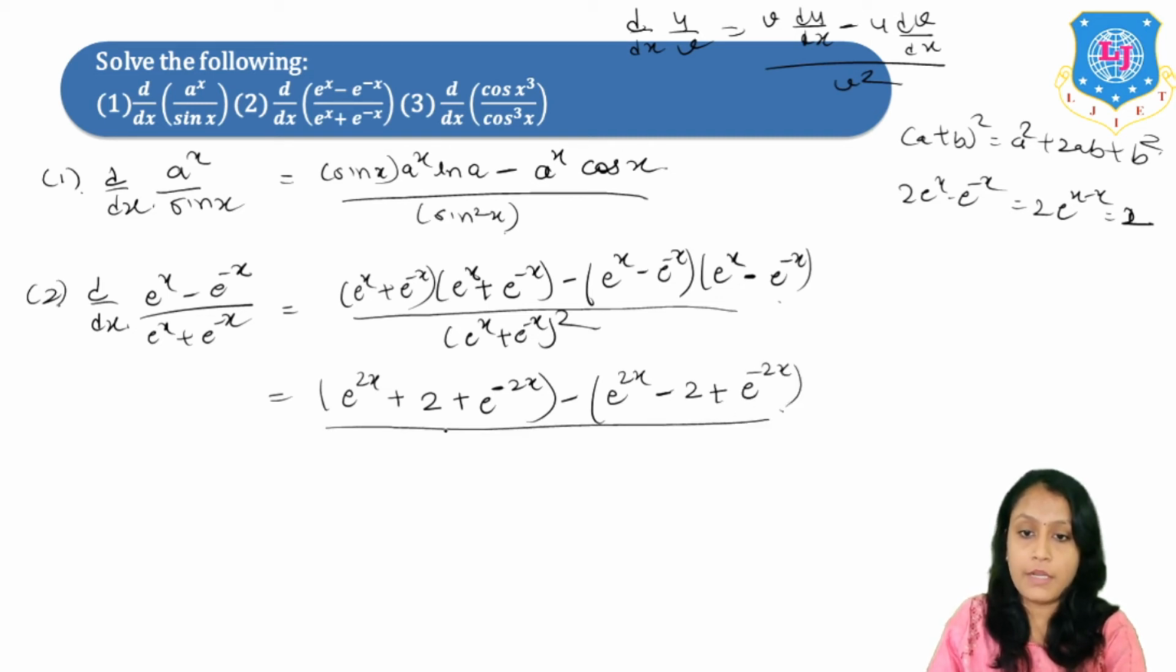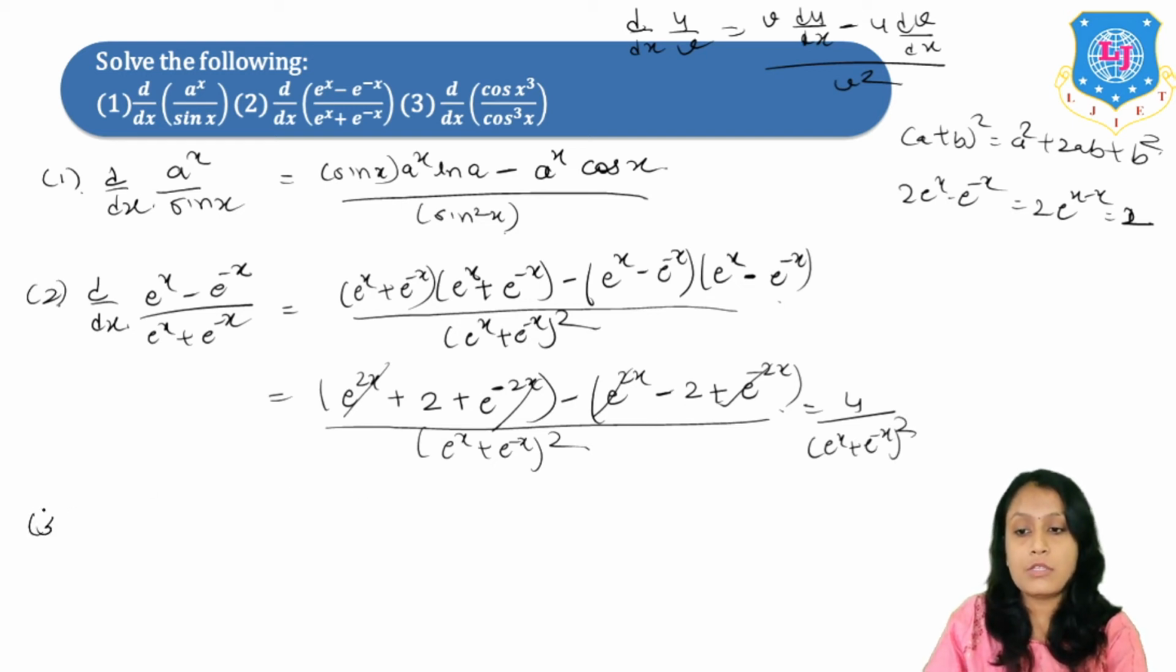Upon denominator as it is, that is (e raised to x plus e raised to minus x) whole square. If you open the bracket, these terms will get cancelled and this minus minus will become plus. So the final answer is 4 upon (e raised to x plus e raised to minus x) whole square. Now let's solve the third example.